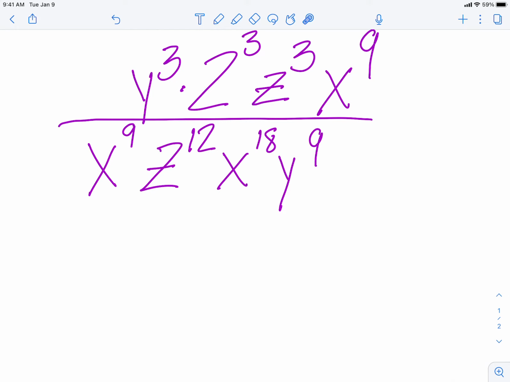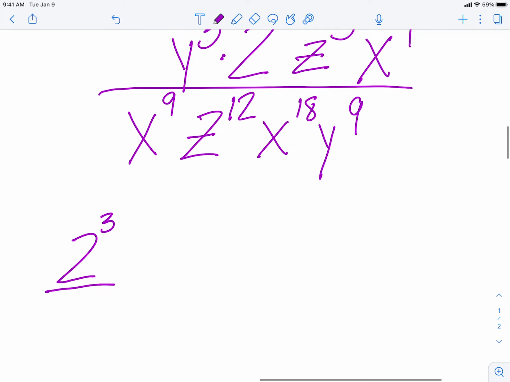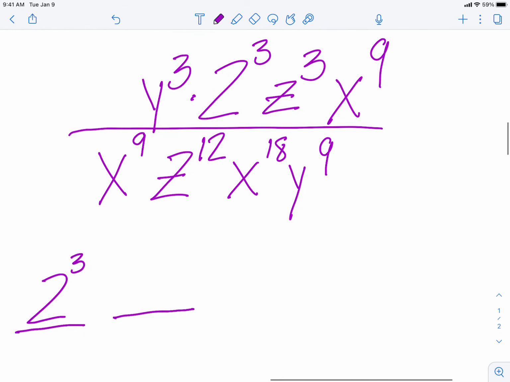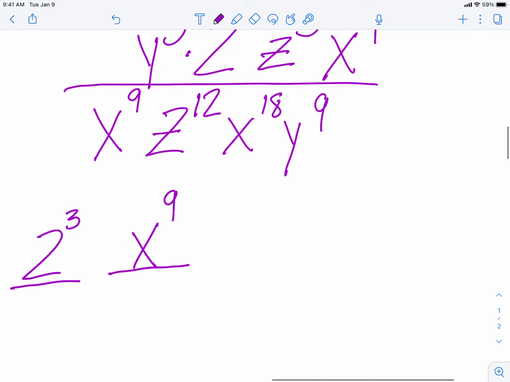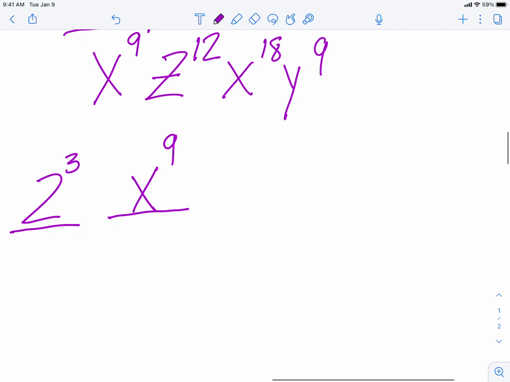So first, I'm going to start with my number, 2 to the third. 2 to the power of 3, and there's no number on the bottom, so I'm just going to leave it like that, with this invisible 1 here. Okay? Next, I'm going to do my x's. So on top, I have x to the 9th. And on the bottom, I have x to the 9 and x to the 18th.